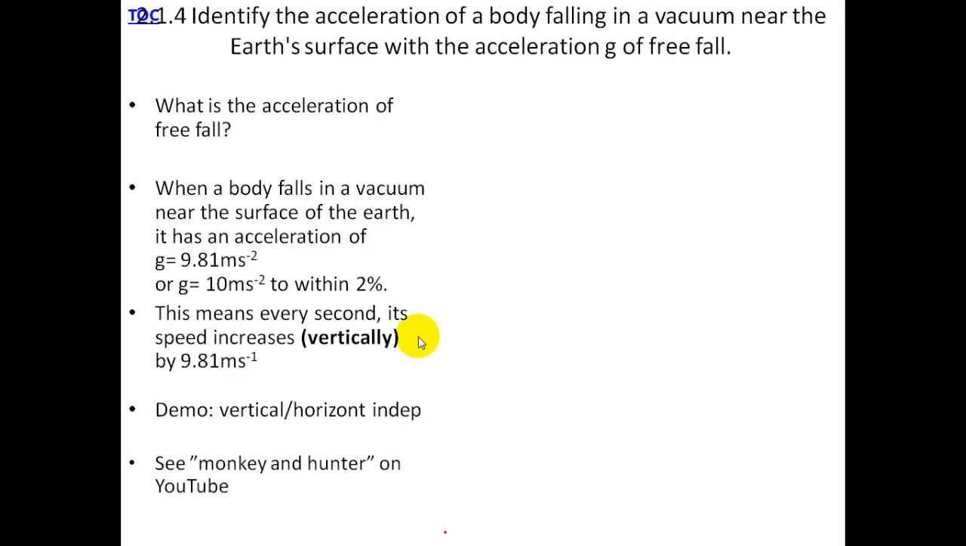If you look on YouTube after this and look for the monkey and hunter experiment, this is a way of looking at vertical and horizontal components of velocity, how the vertical component is affected by gravity, how the horizontal component isn't.